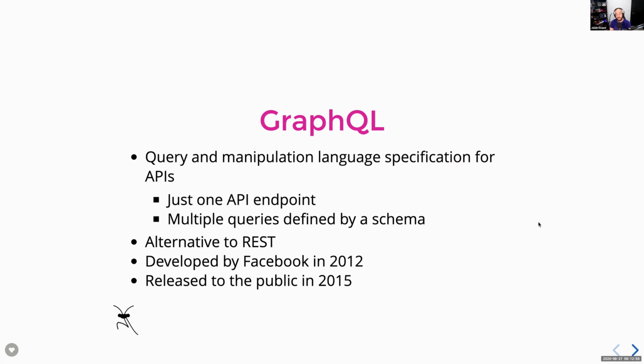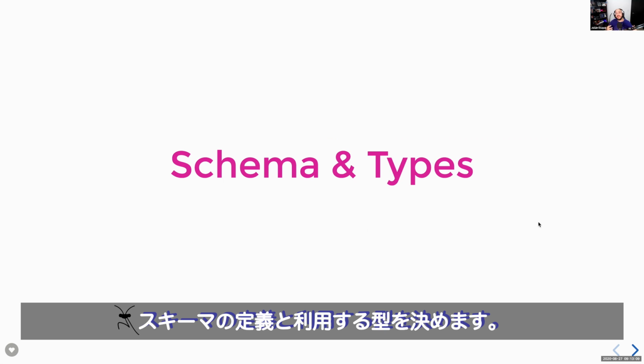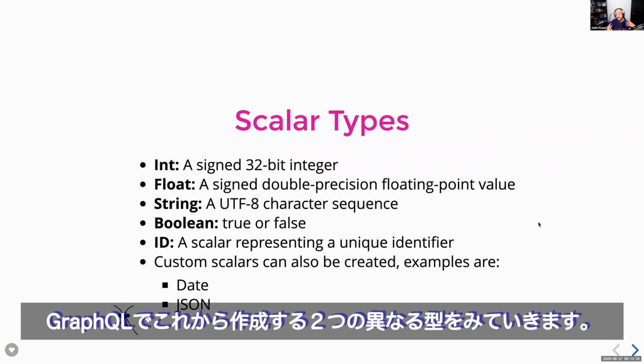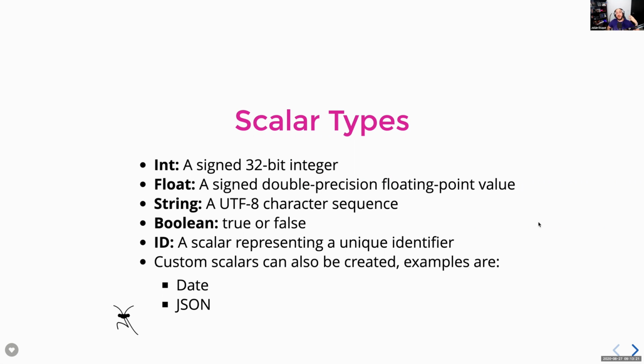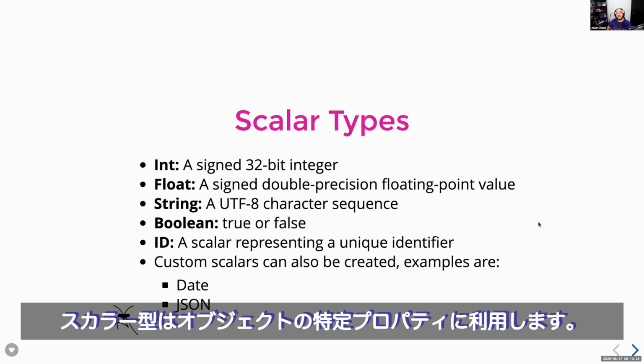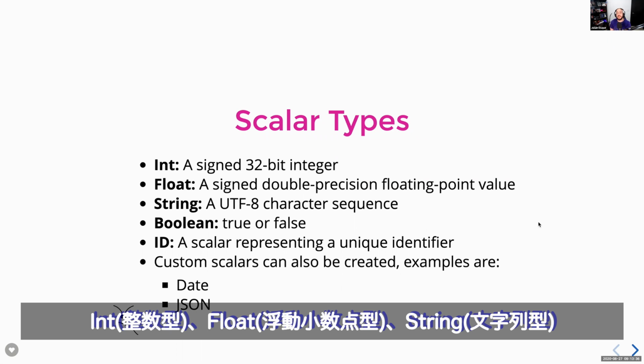So let's start with the basics of GraphQL, which are the schema definition and the types we are going to use. First, let's take a look at the two different kinds of types we can create in GraphQL. One is the scalar types, and the other is the custom types. Scalar types are used for the specific properties of an object, and we can define these properties using the different types such as integer.